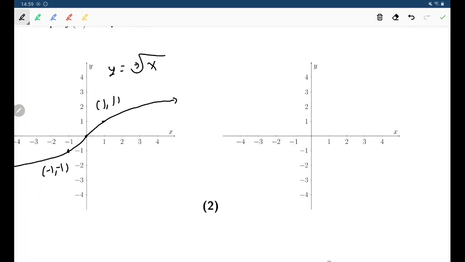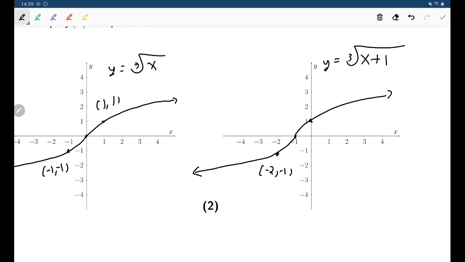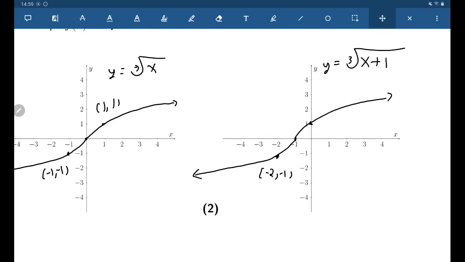So the point 1, 1 will now be the point 0, 1. The point 0, 0 will now be at negative 1, 0. And then the point negative 1, negative 1 is now at the point negative 2, negative 1. And there we go. We've got our graph of cube root of x plus 1. So our cube root graph that's now been shifted 1 to the left.